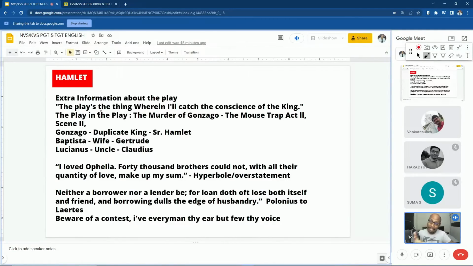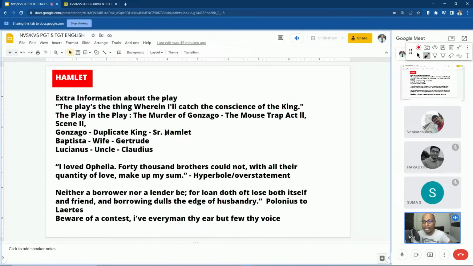And then in that Mouse Trap, or in that Murder of Gonzago, which is the play inside the play, to find out whether Claudius and Gertrude were the real culprits or not, Hamlet staged a play, and in that there are some characters who duplicate the original Claudius, Hamlet and Gertrude. Now you need to understand these are the characters in the play and these are the characters in the Shakespearean play. There are 2 plays. One is the play in the play and another one is the main play.